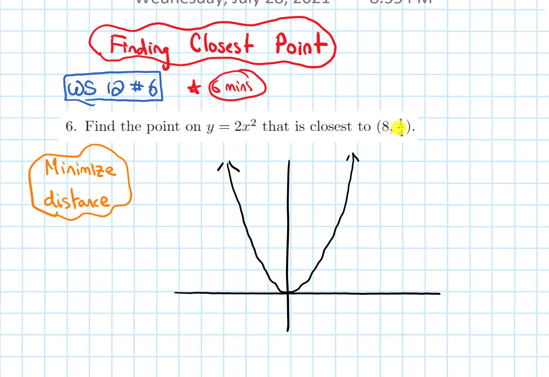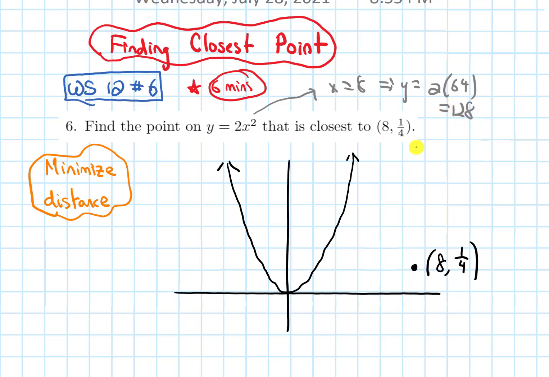And then (8, 1/4) is somewhere over here relative to the parabola. I know it's going to be way to the right because if I plug 8 into the parabola equation, the y value is going to be huge. It's going to be 2 times 8 squared, which is 64. That's 128. So on the parabola, when x is 8, the y value is way up here.